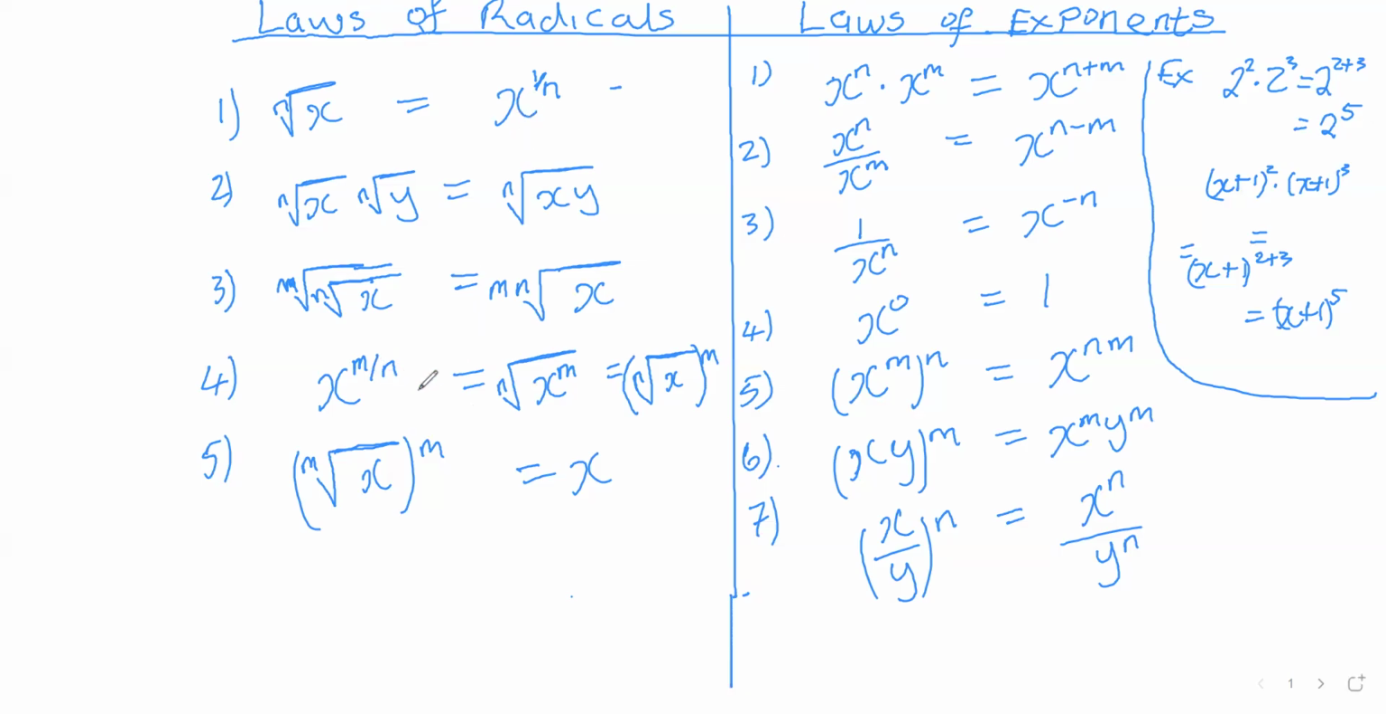X to the m over n can be written as the nth root of x to the m, which is also the nth root of x all raised to the power m. So it's a change from exponents to radicals and vice versa. And this law says that if the index and the power are the same, then they cancel each other and we just end up with the radicand alone. Okay, that's a quick recap of the laws of exponents.